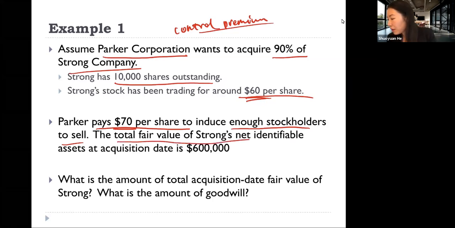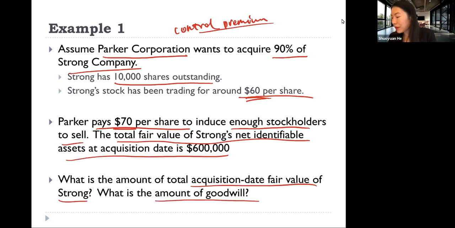And the total fair value of Strong's net identifiable asset is 600,000. What is the amount of total acquisition date fair value of Strong? And what is the amount of goodwill? So you can pause the video for now and please spend 5 minutes to work on this example.